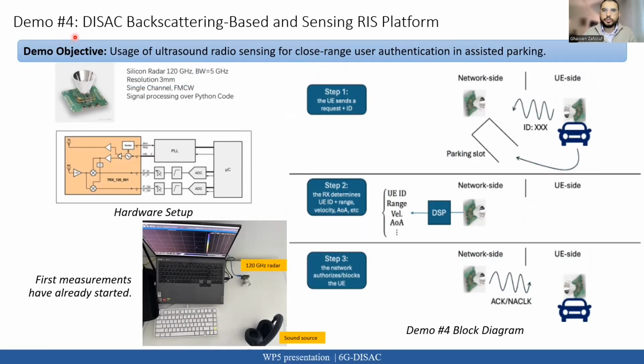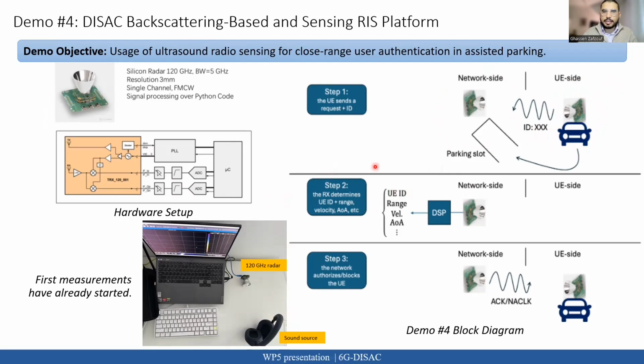Demo 4 brings us closer to the last use case, which is being investigated in the project, namely the assisted parking use case. Here the partners are developing methods and devices for ultrasound radio sensing. The basic idea in this demo is that a user has a unique ultrasound signal which is transmitted, let's say, when it arrives to the parking premises. The infrastructure listens to the signal transmitted by the user. In this instance, it is a unique signal.